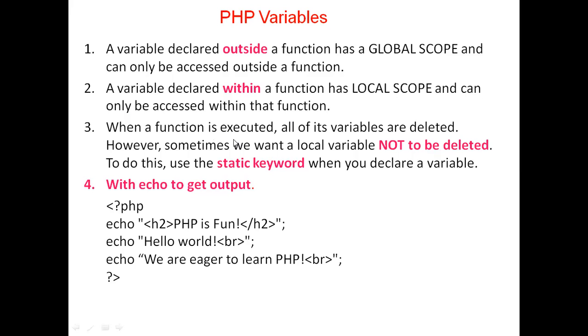When a function is executed, all of its variables are not deleted. However, sometimes we want a local variable not to be deleted, then we use the static keyword. So when I show you the example, that is the difference between the global, local, and the static. For the sake of simplicity, we just go for the echo. Echo is the statement to get the output on the monitor.